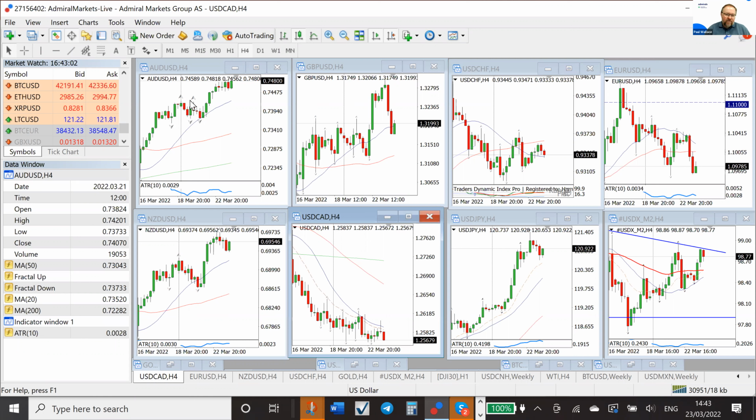And then at far left, I have Aussie against US dollar and the Kiwi against US dollar. Those two are basically commodity dollar currencies, along with the CAD, and they tend to follow in lockstep.